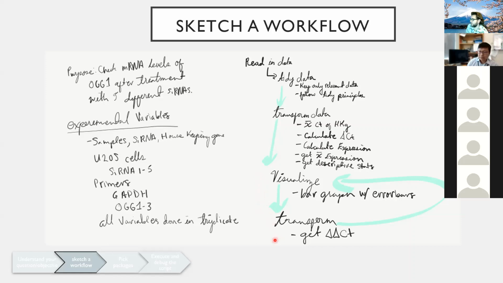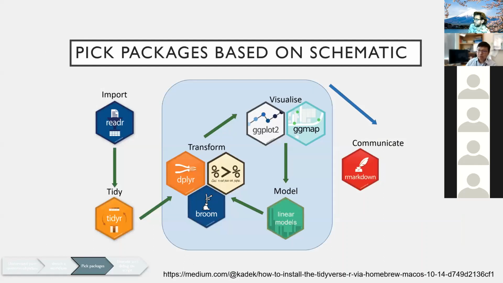Oh, right. So this is delta CT is up here. Then she wanted to do delta delta CT down here, visualizing the delta CT, and then coming back and visualizing the delta delta CT. So the next step is to actually pick the correct packages to do this with. And this includes things such as readr and tidyr and dplyr. So basically here, this is showing the workflow with the packages overlaid on top.